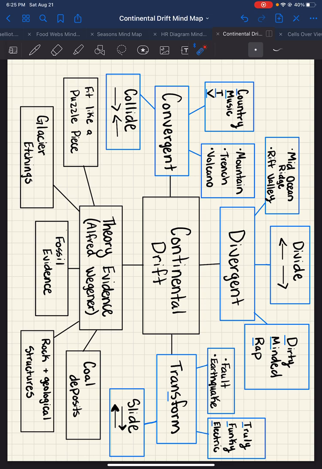Another evidence that is similar is the rock and geological structures. So there are mountain ranges and other geological structures that are very similar on different continents that look like at one point they are maybe connected.